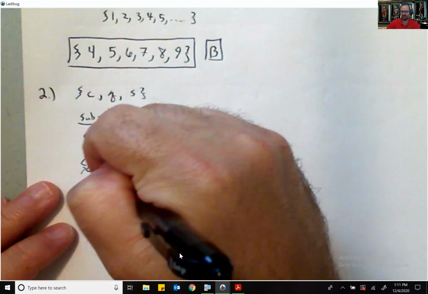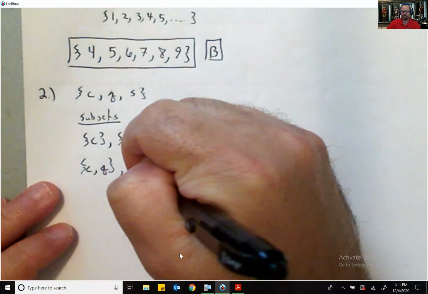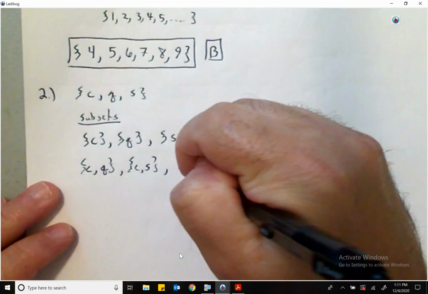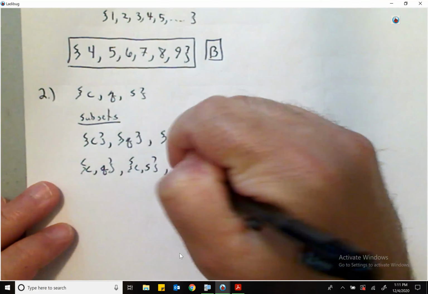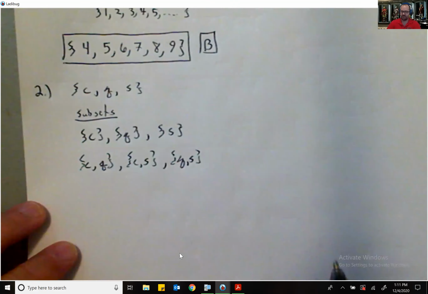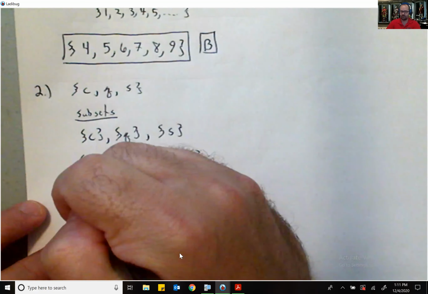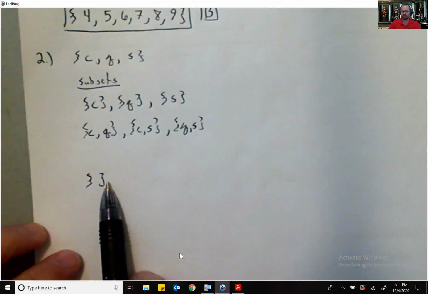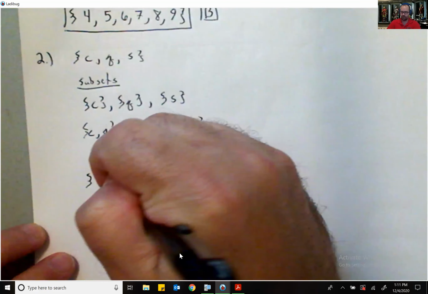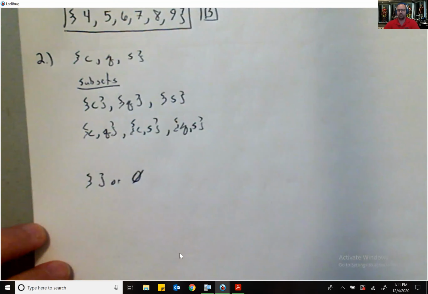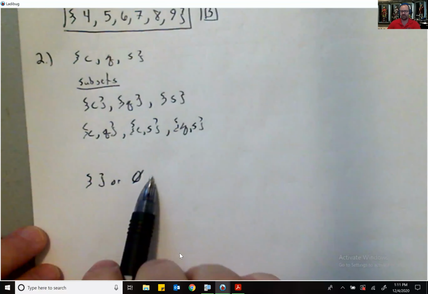CS. QS, okay, QS. You have an empty set too. Yes, we're going to have the empty set. So we're going to put that right down here. So remember, the empty set can be just two braces with a blank, or you can put the circle with a line through it, but do not do both. Okay, so we know that we got the empty set.